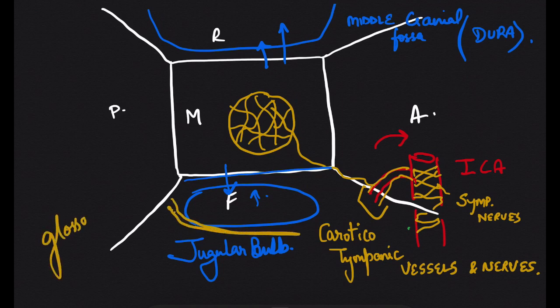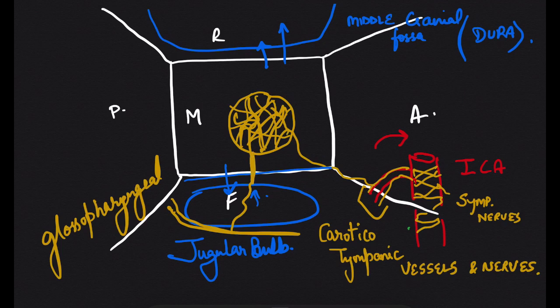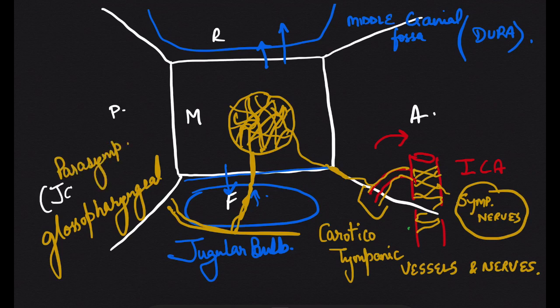Now there is one cranial nerve, cranial nerve number 9, which is known as the glossopharyngeal. It gives a branch, the branch name is Jacobson's nerve. This branch also gives parasympathetic fibers. Now see, sympathetic fibers came from the plexus around the ICA. The parasympathetic fibers come as Jacobson's nerve through the glossopharyngeal to supply the tympanic plexus, which lies on the medial wall of the middle ear over the promontory.